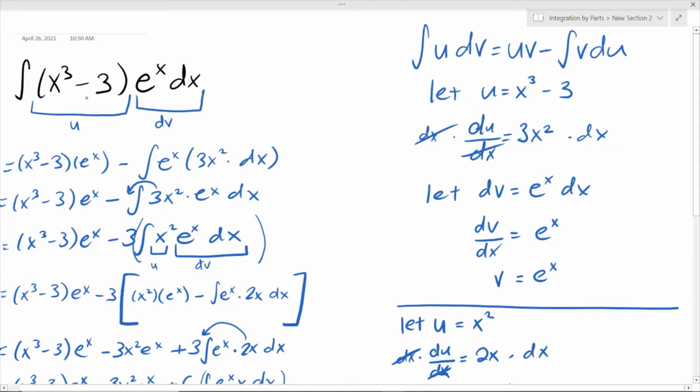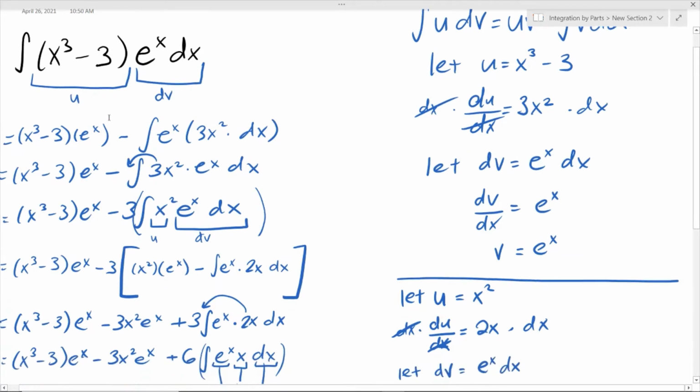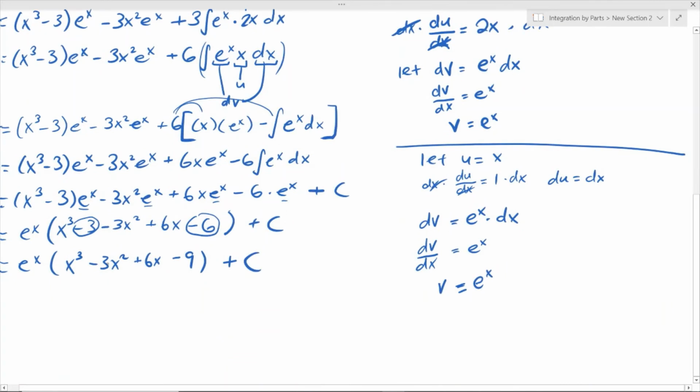So with this question, let's say we did it differently. Let's say instead of letting this part be u and this part be dv, we chose e to the exponent of x as our u and this part and dx as our dv. So what I mean is, we have that question, this was our question.